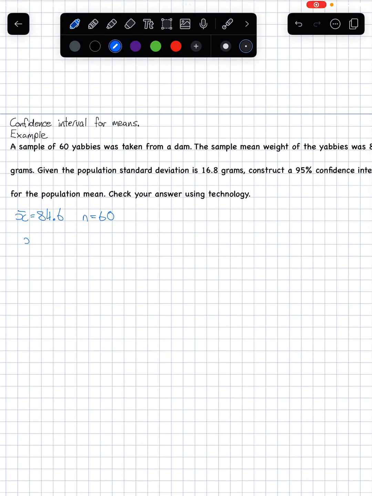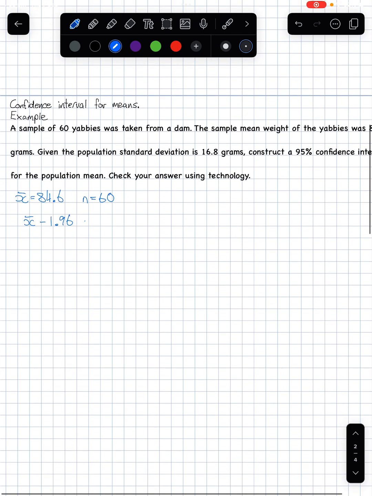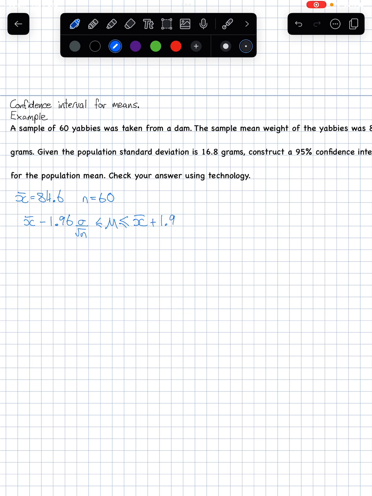And then from this we can work out our interval. So we've got x bar minus 1.96, which comes from our 95% confidence interval, so we can figure this out with our z distribution, but we'll leave that for the minute. We'll just keep moving. Our standard deviation is our next value, so let's rewrite this: x bar minus 1.96 times standard deviation over root n, less than or equal to our population mean, and then x bar plus 1.96 times standard deviation over root n.